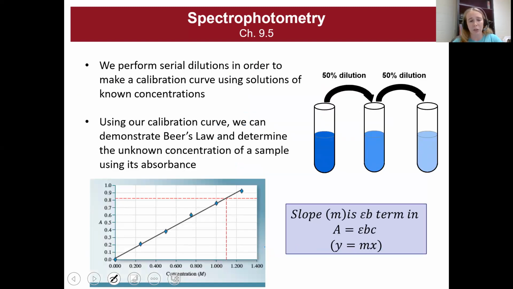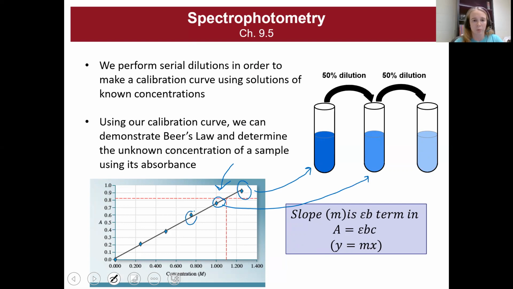And getting back to our serial dilution story, we perform serial dilutions in order to make a calibration curve using solutions of known concentrations. So this is what a calibration curve looks like. And each one of these points corresponds to the intensity of one of our solutions.